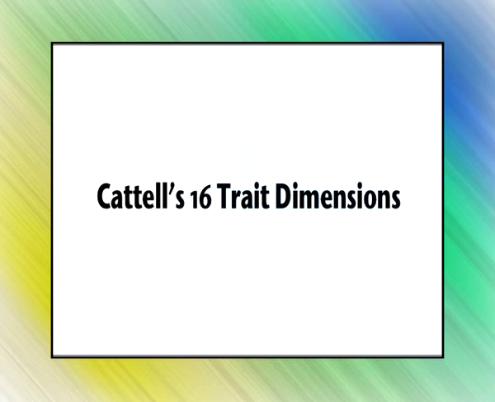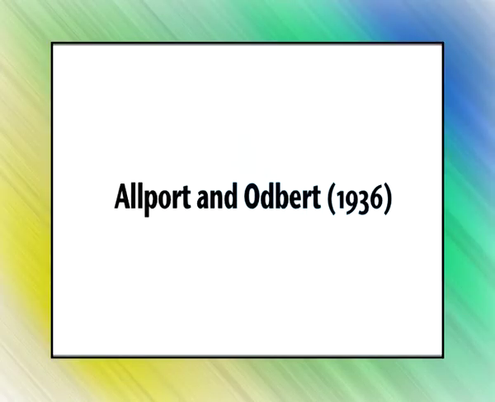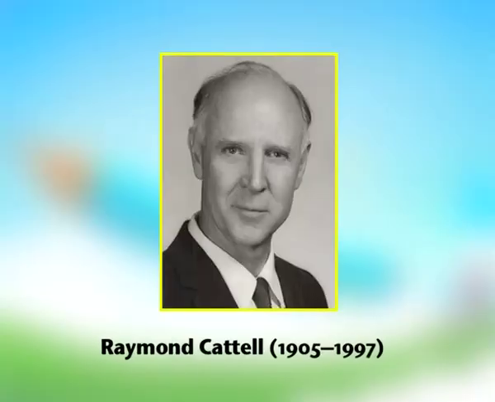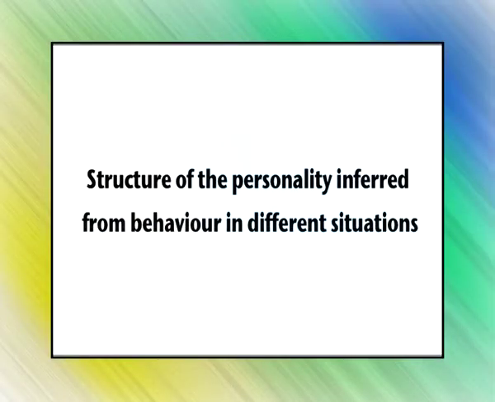Now, dear students, let's have a look at Cattell's 16 trait dimensions. As we know, Gordon Allport made the first comprehensive attempt to develop a framework to describe personality using traits. Allport and Odbert used Webster's New International Dictionary to identify terms that describe personality. This work was further developed by Raymond Cattell, a British-born American researcher. He defined a trait as a structure of the personality inferred from behavior in different situations.